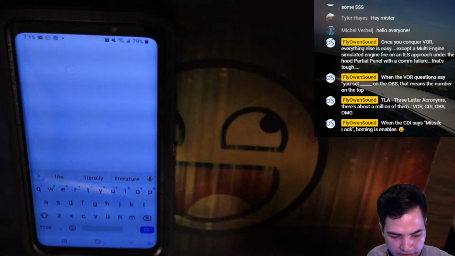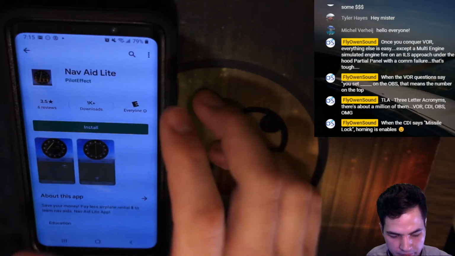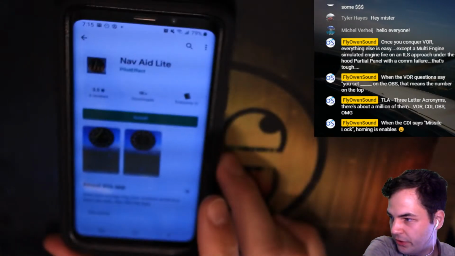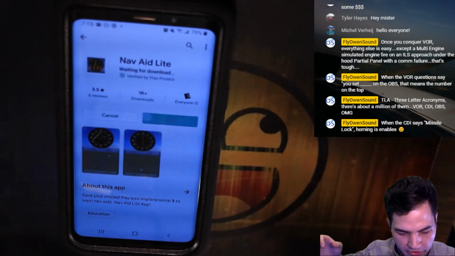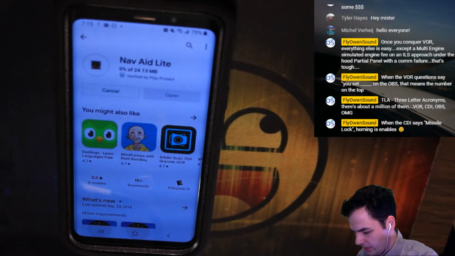So Nav Aid Lite, it's this one that comes up. It's got a logo with a VOR on it, so very appropriate. Okay, so I'm going to install that. I'll let that go.